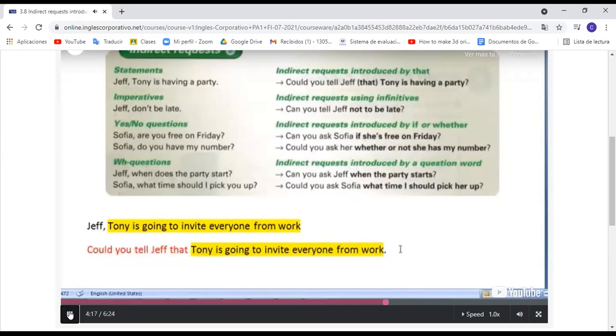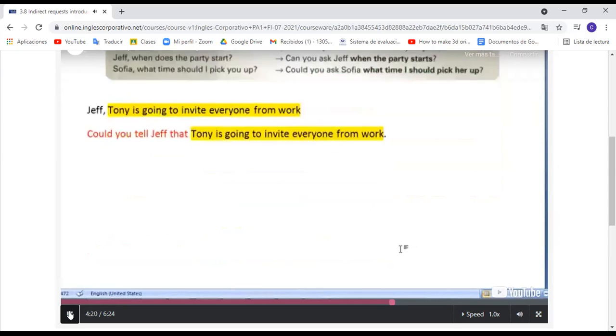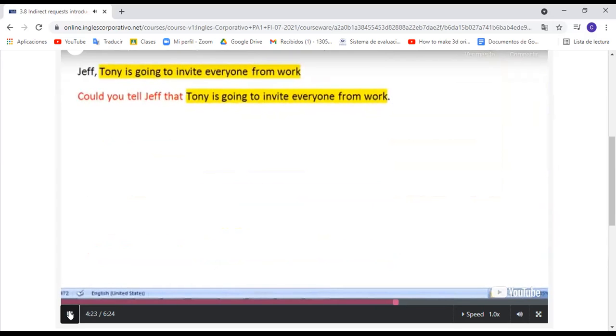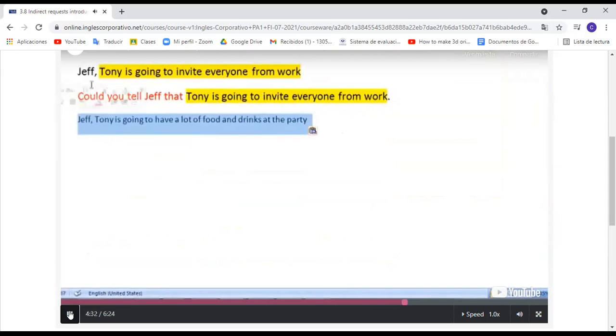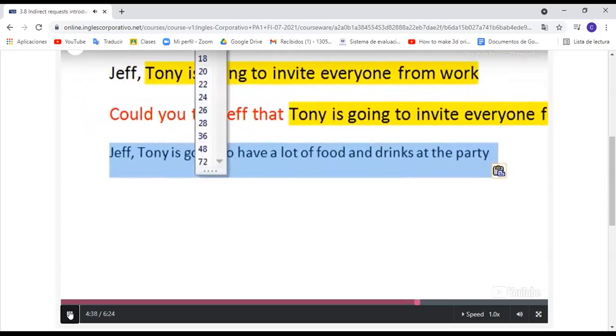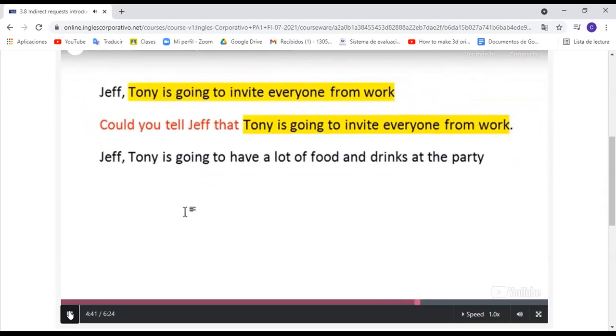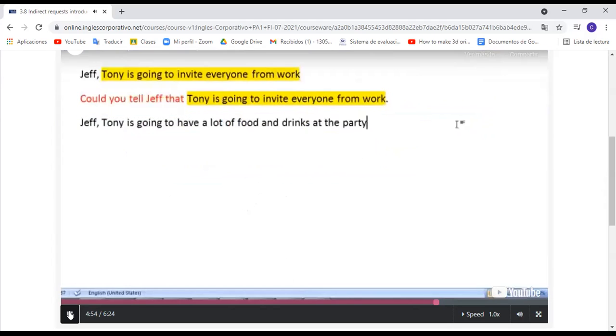And we're going to do the same thing for other kinds of statements. So let's play around with other kinds of statements real quick. Let's see, something related to a party, right? And we want to give the message to Jeff. All right. So let me change the size a little bit. So Jeff, Tony is going to have a lot of food and drinks at the party. So how can we change this to an indirect request or an indirect message? Well, first of all, because everything is directed towards Jeff, we want to say, could you tell Jeff that? And we're simply going to copy this, as you can see.